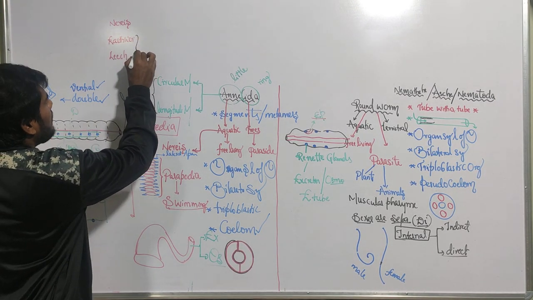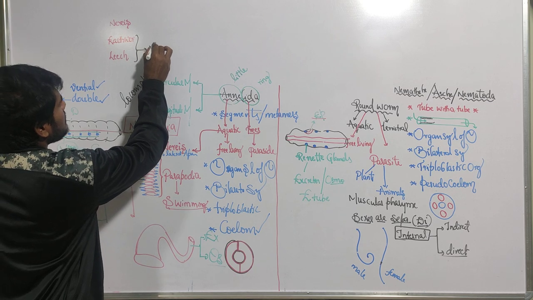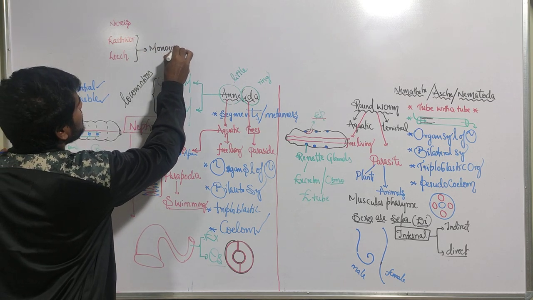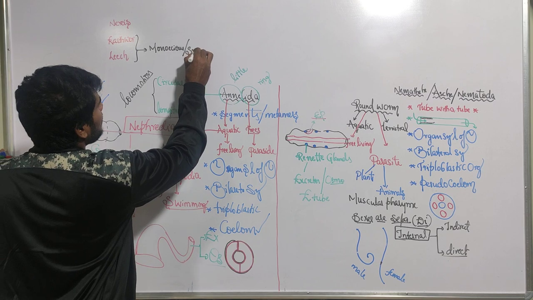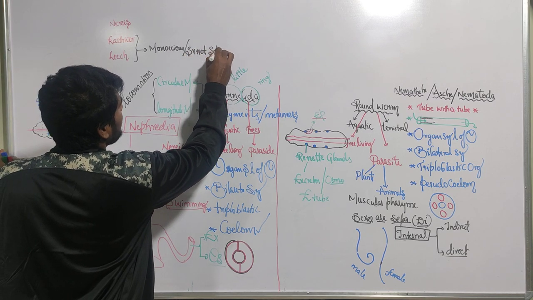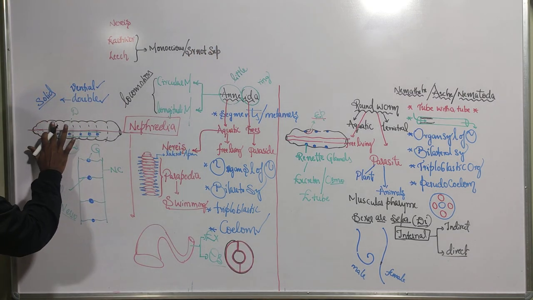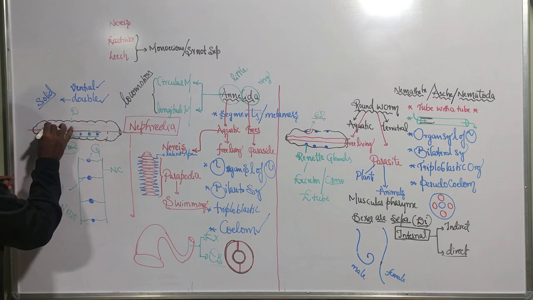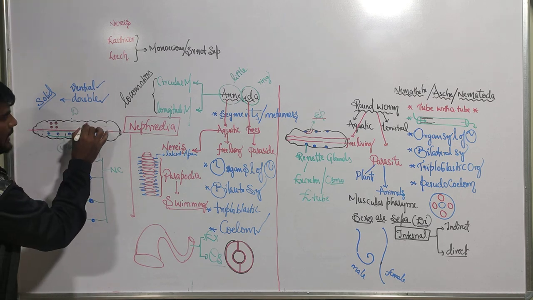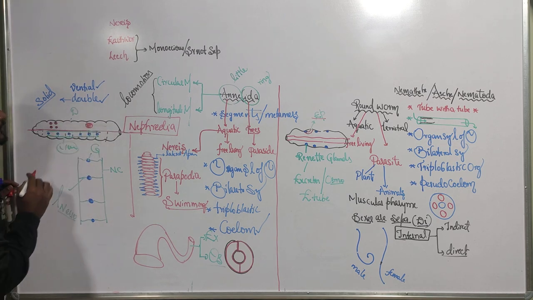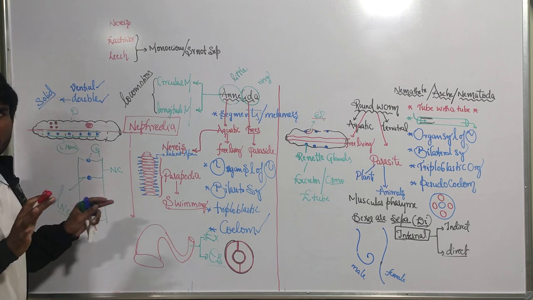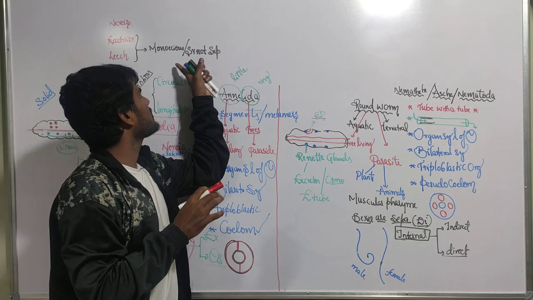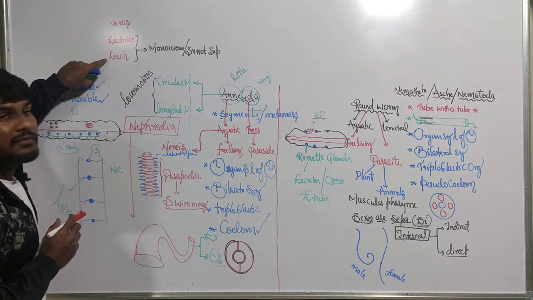In these three, earthworm and leech are monoecious. Monoecious means sexes are not separate. For example, take the earthworm. Here there is a presence of male reproductive parts. What are the male reproductive parts? Testis. And here there is a presence of a female reproductive part. What is the female reproductive part? Ovary. So both the sexes are not separate; both are present in the same individual. Monoecious means sexes are not separate, in earthworm as well as in leech.